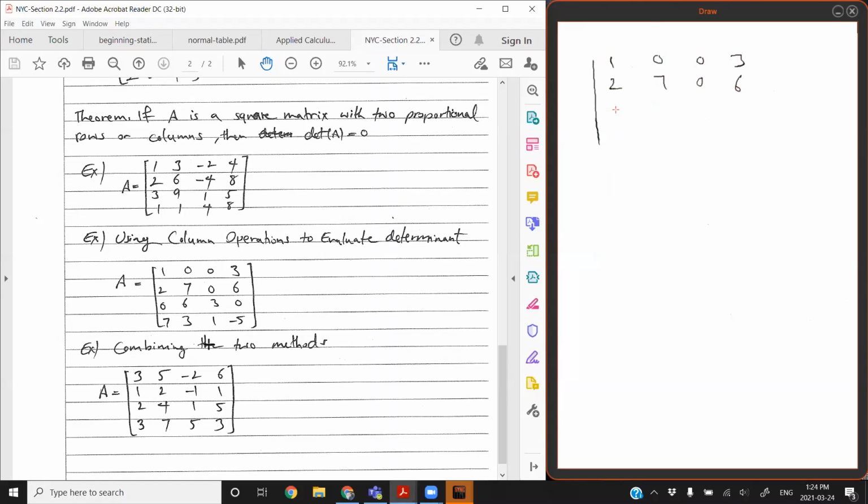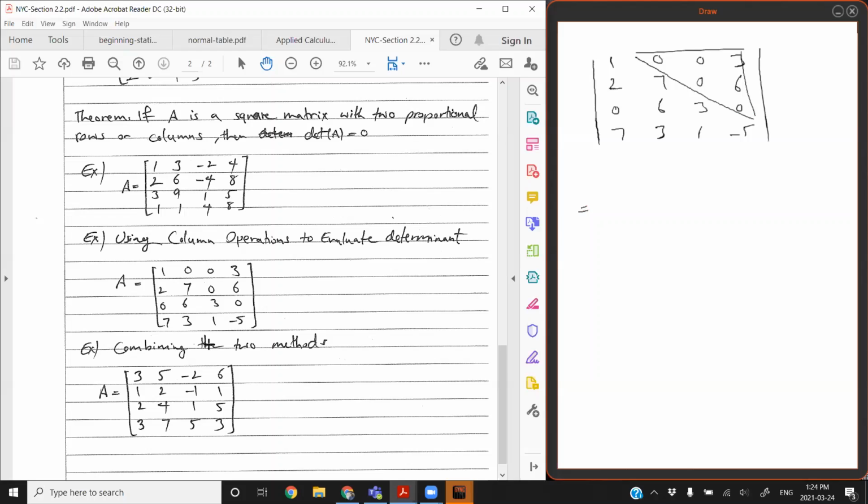2 7 0 6, 0 6 3 0, 7 3 1 minus 5. When you look at this matrix, it's going to be a lot of work trying to make it upper triangular. However, it would be very easy to make it lower triangular because almost all of the entries are zeros except for 3 and 6. And we really don't care whether it's upper or lower triangular. As long as it's triangular, it's very easy to get the determinant. You just multiply the elements on the main diagonal.